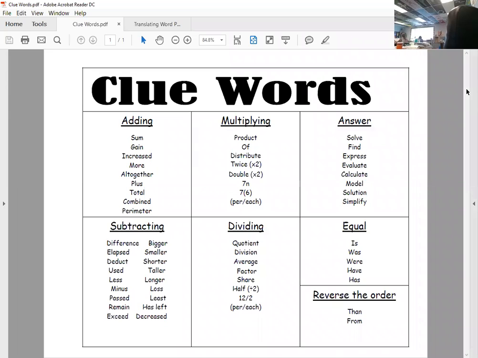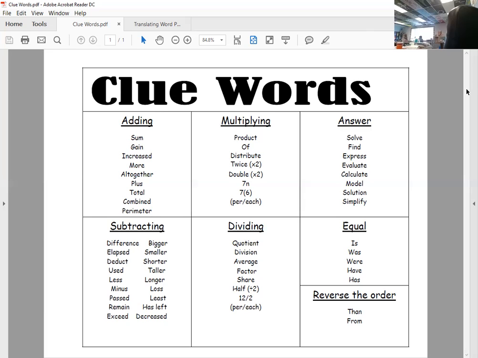These are just different clue words that might help you when writing an expression. You can keep this loose, or if you want to put it in your notebook, you can. This is up to you. But on this sheet, you have words that help you find when you would add. A lot of these you may not use this year, but it's still good to have a list.